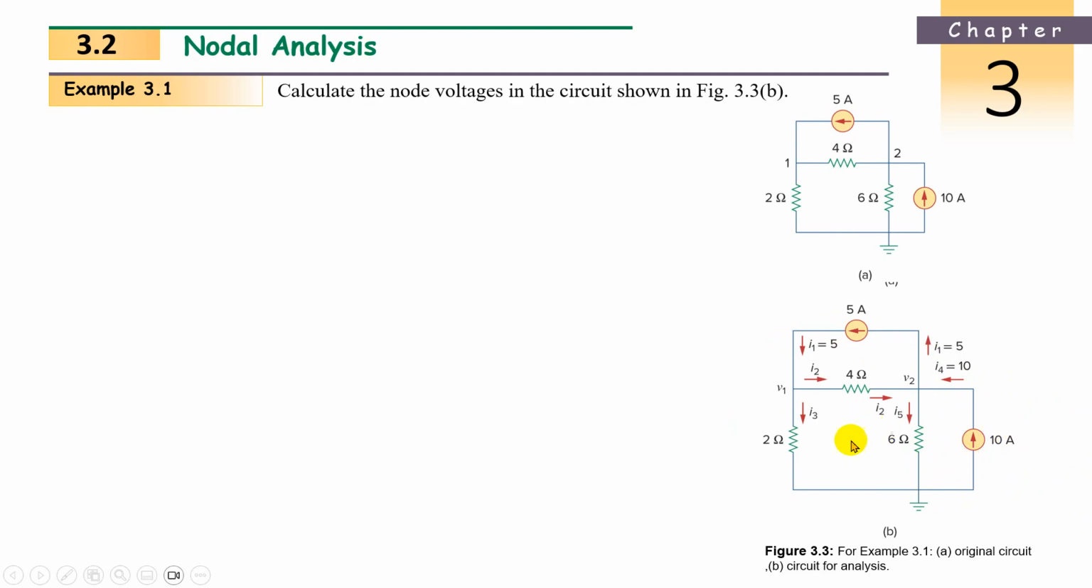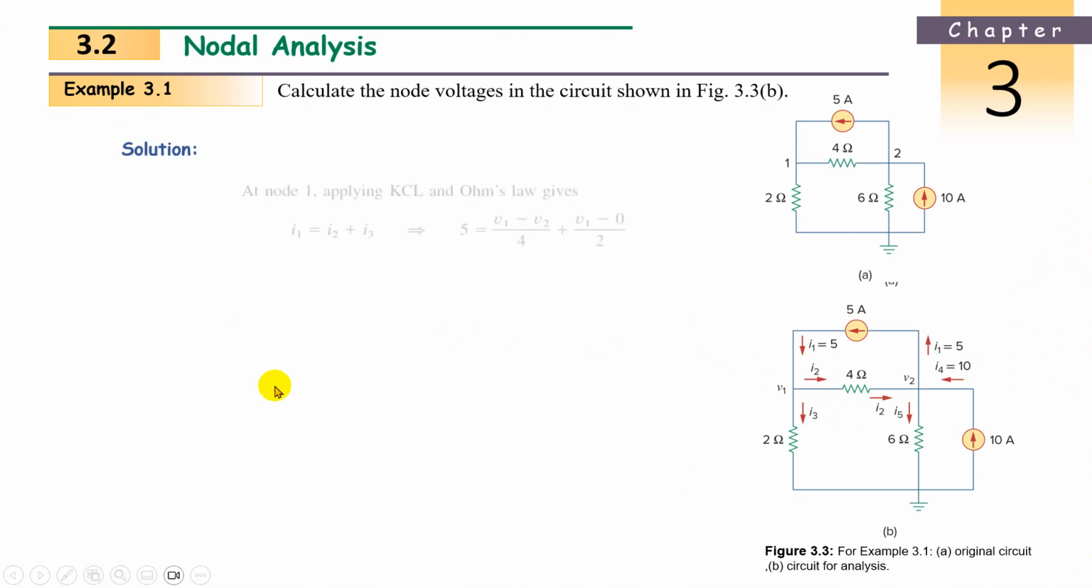Now, first step, Kirchhoff's current law at node 1 and node 2. At node 1, what are the currents? There are 1, 2, 3 branches: I1, I2 and I3. How many are entering? One, that is I1. How many are leaving? I2 and I3. So I1 is equal to I2 plus I3. Now, what is I1? It is 5. So 5 is equal to I2 plus I3.